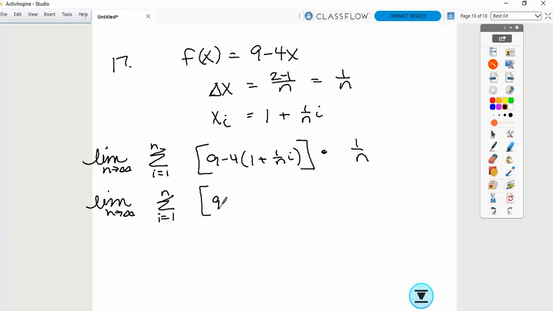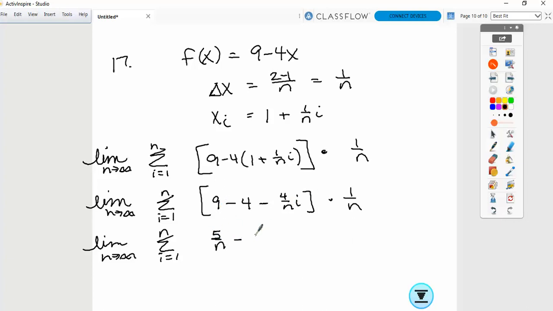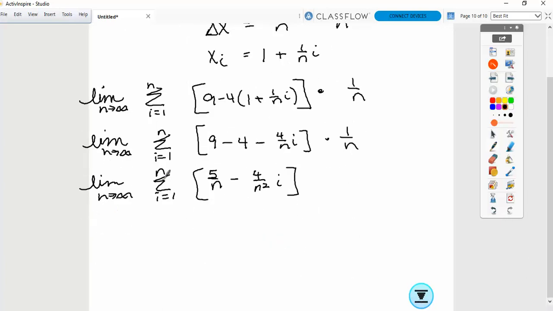So now we have to multiply this all out. So this gives me 9 minus 4 minus 4 over n times I, all times 1 over n. So 9 minus 4 is 5 times 1 over n is 5 over n, minus 4 over n squared times I. So now when I do my summation rules, that's when the sum goes away. So I'm calculating this part.